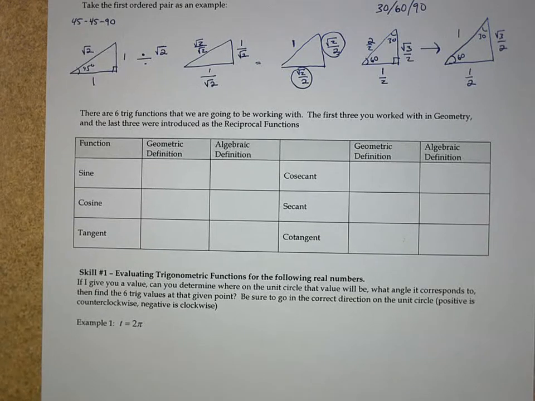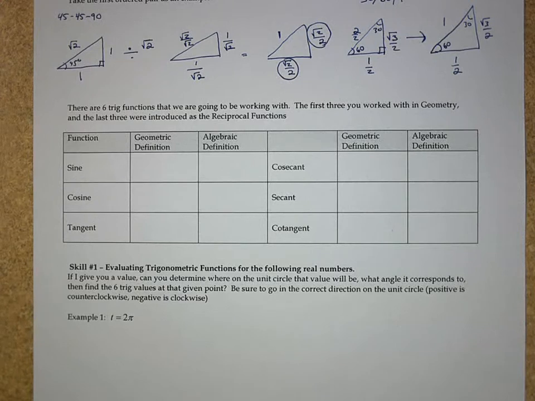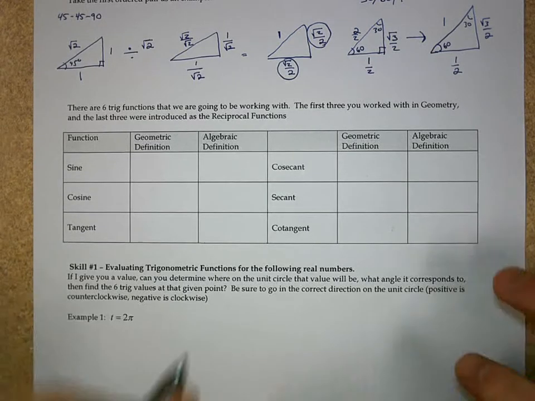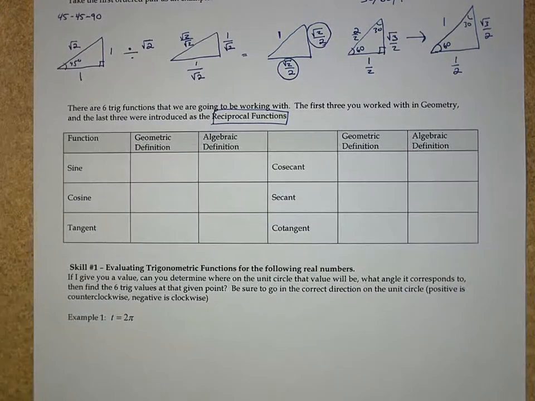Now that we filled out the unit circle, we want to look at the trig functions. And there are 6 trig functions. The first 3 you learned in geometry: sine, cosine, and tangent. But now we're going to look at 3 additional ones: cosecant, secant, and cotangent, which are just going to be reciprocals of the functions you learned in geometry.